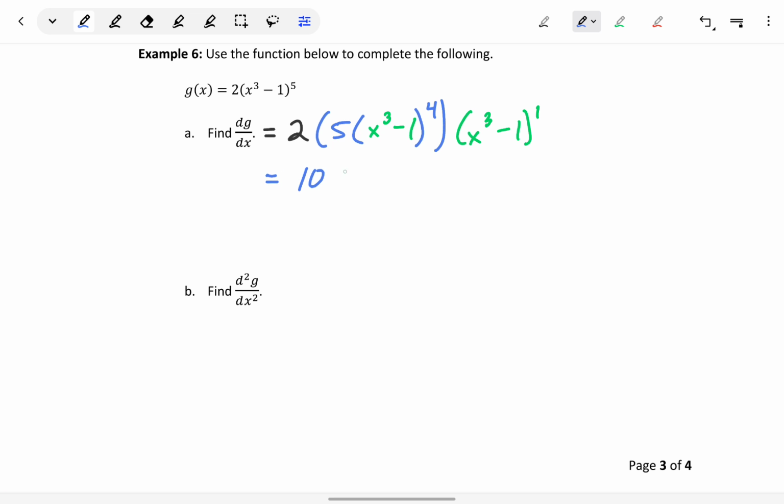This will give us 10 times x cubed minus 1 to the fourth power, and the derivative of that interior function will be 3x squared, meaning our final result for the first derivative will be 30x squared times x cubed minus 1 to the fourth power.